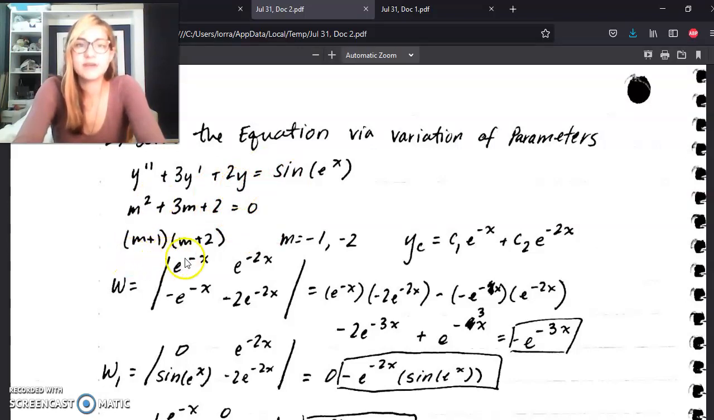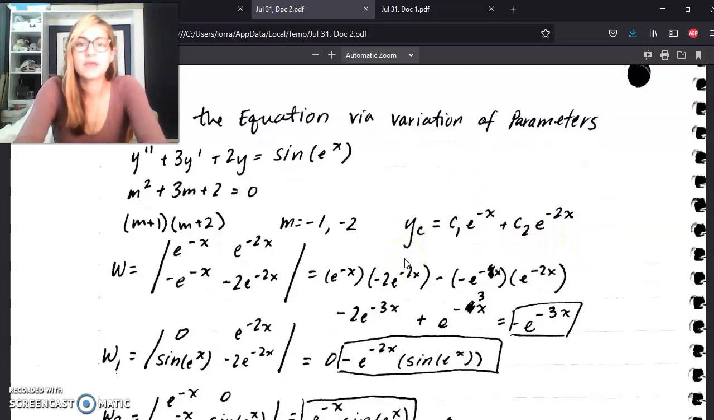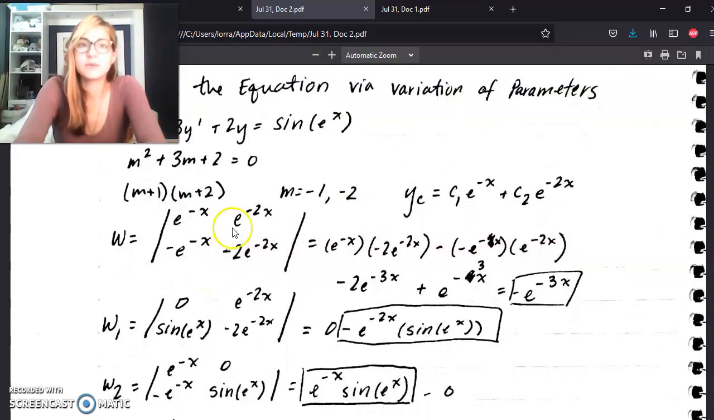So you have m plus 1 times m plus 2 is what this factors out to. So m is equal to negative 1 and negative 2. So your yc is equal to c1 e to the negative x plus c2 e to the negative 2x. So after we've found the complementary solution, we are then able to find the Wronskian. And so what this is, y1 and then y1 prime, y2 and y2 prime. So you take the determinant of this to find the Wronskian.